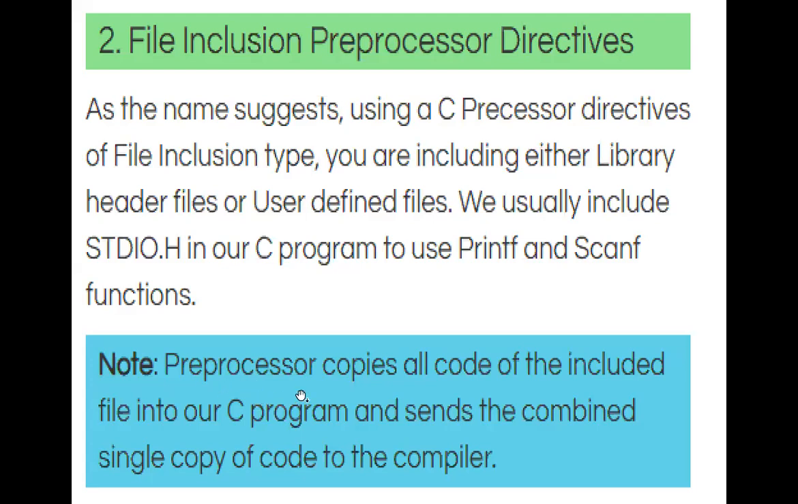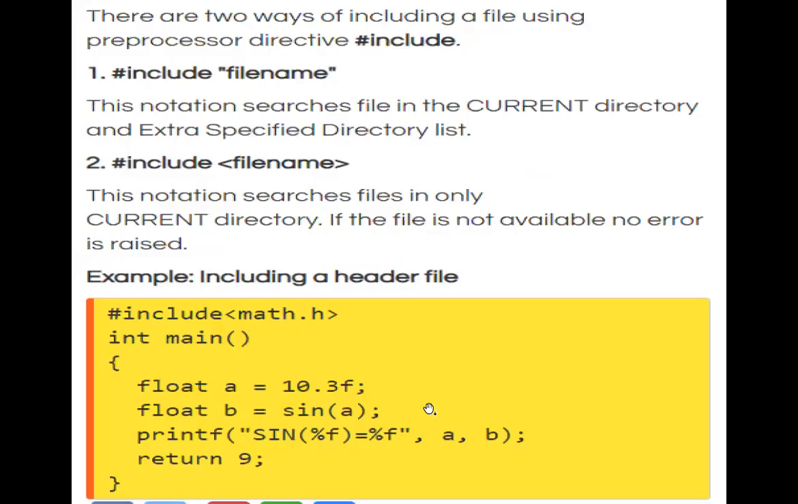What the preprocessor does is it copies all the code of your included file into your C program and sends the combined single copy of the code to the compiler. So whenever I include #include <stdio.h>, your preprocessor will include whatever code is present in stdio.h into your particular code. So you may write 5 lines of code, and whatever is present in stdio.h will also be added into that code and sent to the compiler. So that is about file inclusion.